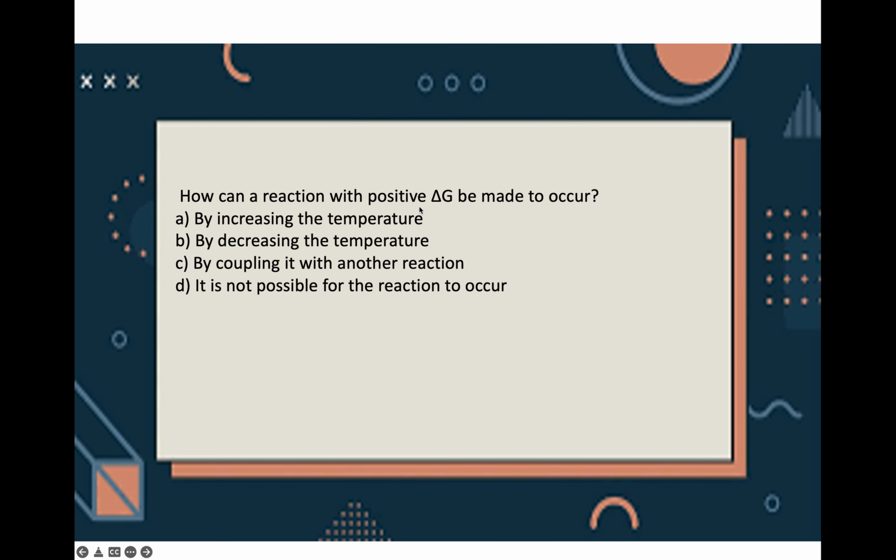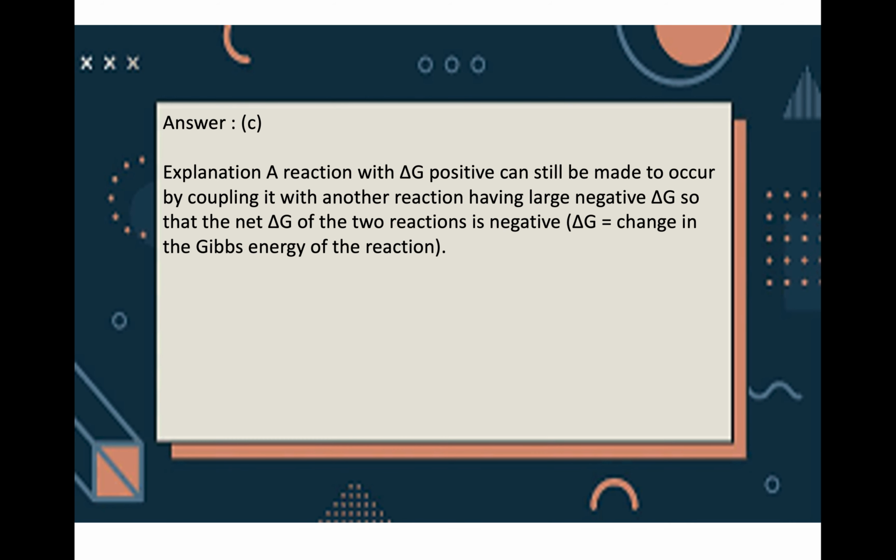Okay, how can a reaction with positive delta G be made to occur? Is it by increasing the temperature, by decreasing the temperature, by coupling it with another reaction, or is it not possible for the reaction to occur? Which is the correct choice? Option C, by coupling it with another reaction. A reaction with positive delta G is made to happen by coupling it with another reaction having a large negative delta G. So the net delta G of the two reactions will be negative.